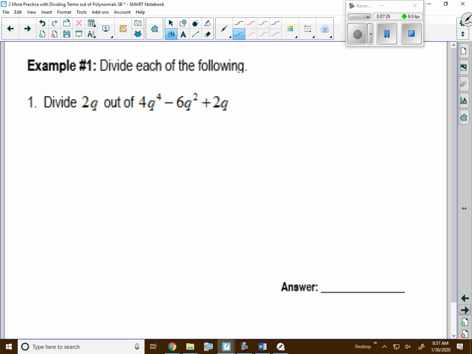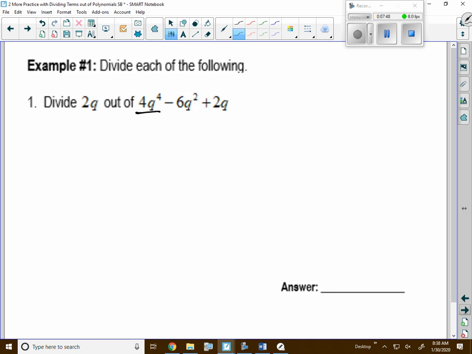Okay, so we're going to kind of lead into tomorrow's lesson right now. This is like a step before we get there. Have you guys heard of something called greatest common factor? Okay, we're going to work with that tomorrow. But I want to really get good at dividing things first. Okay, so in number 1 here it says divide 2q out of this function.